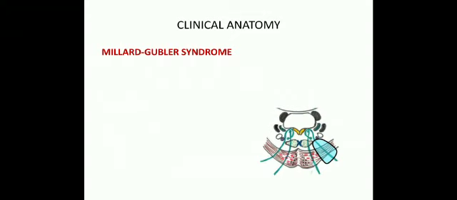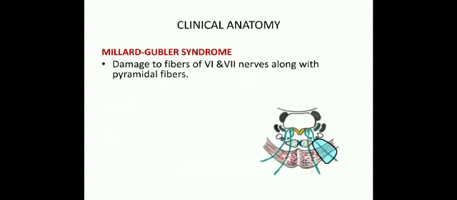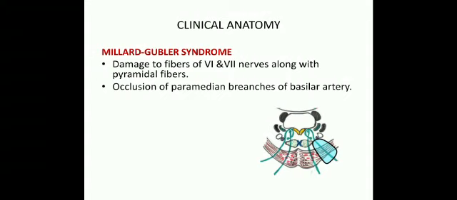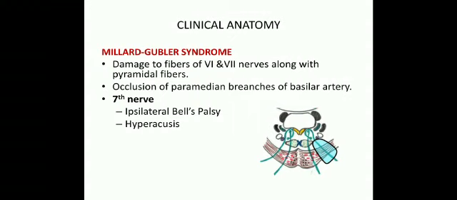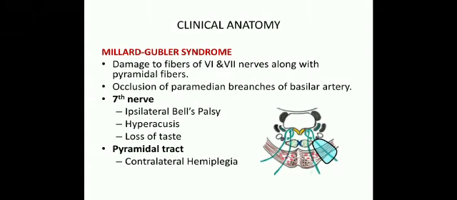The Millard-Gubler syndrome: there will be damage to the fibers of the 6th and 7th nerves along with the pyramidal fibers, due to occlusion of paramedian branches of the basilar artery. The 7th nerve involvement gives rise to ipsilateral Bell's palsy, hyperacusis, loss of taste, and the pyramidal tract involvement gives rise to contralateral hemiplegia.